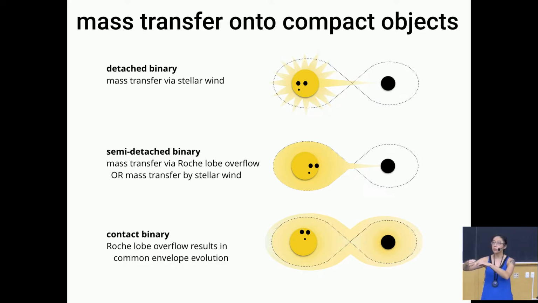Is there a question? How can the star survive the supernova from the other?